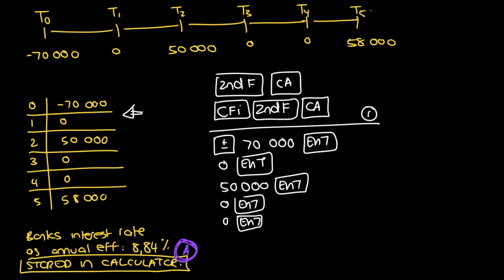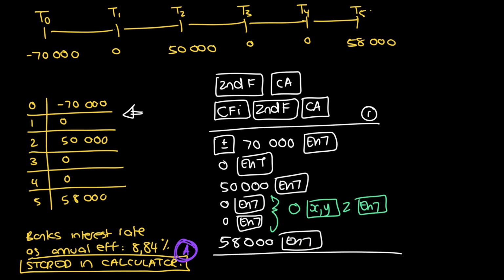Alternatively, we can actually make this a little bit quicker for us and use the fact that we could say 0, the XY button, to say it features twice in a row, and then push enter. So we can shorten that part there. But the idea is we're just putting down the table into our financial calculator so that it can do the working out for us. Then we have the 58,000. So 58,000 and enter. So we now have our data table, which is part 2, on our financial calculator.